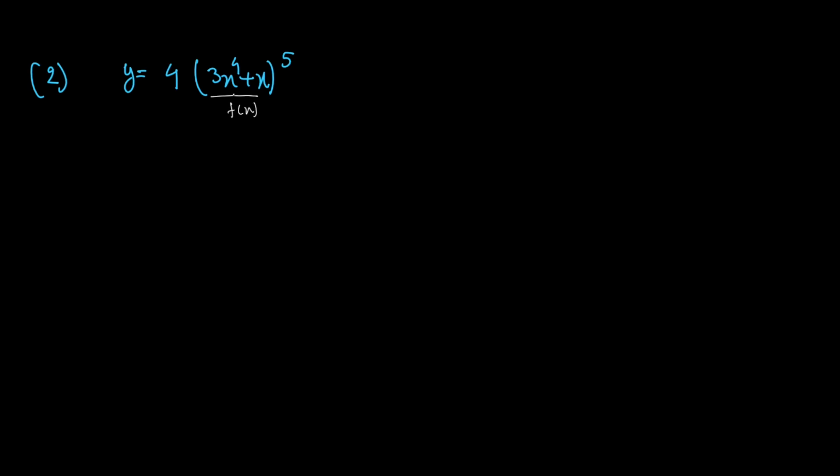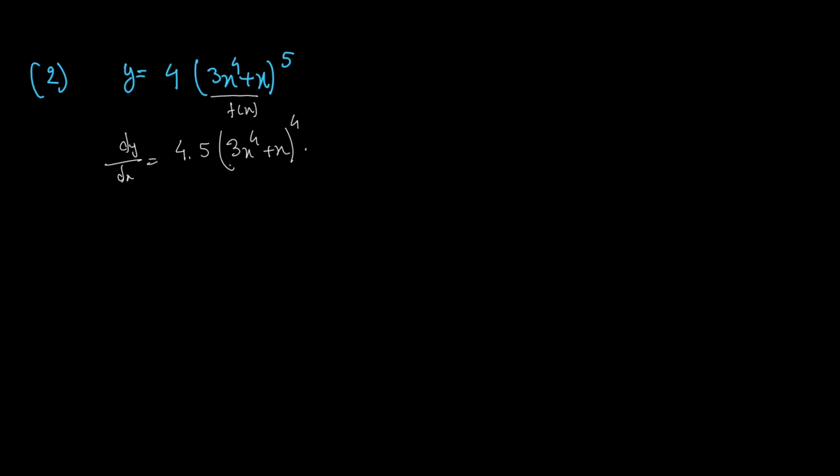Now if you consider this with the general formula, after we write dy by dx, 4 is the constant, so let's write 4 first. Then this is the power, which is 5, so 5 will come in front. Then we have to write f(x) as it is, so basically 3x to the power 4 plus x. Then we have to decrease the power of 5 by 1, so 5 minus 1 will give us 4. And now our first step is done.